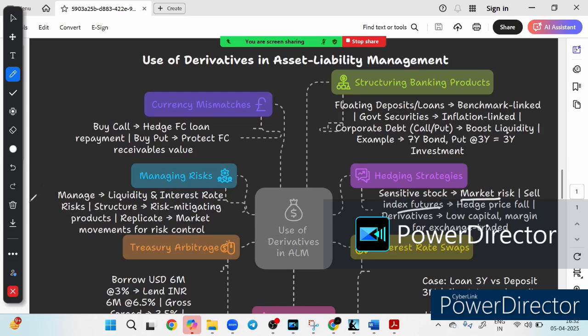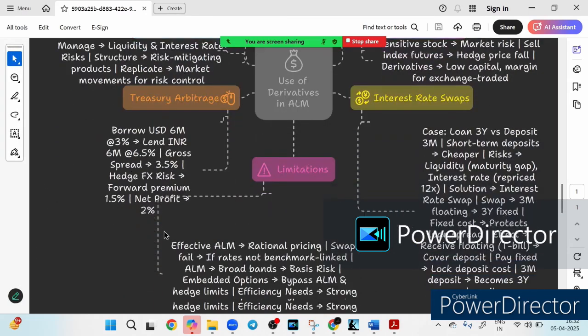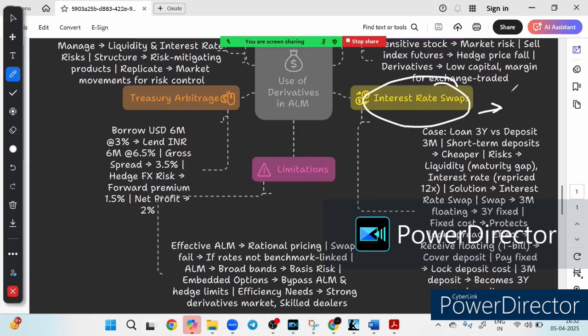Right, now friends, if you look at the IRS, you know what IRS? That is called interest rate swap. You see the case of IRS here. The problem is that this IRS, or interest rate swap, protects you from maturity mismatch. How? Let's see. Friends, suppose loan tenure is 3 years, right? And deposit tenure is just 3 months. This is the problem. The loan tenure is 3 years, but the deposit tenure is just 3 months. This is the main problem.